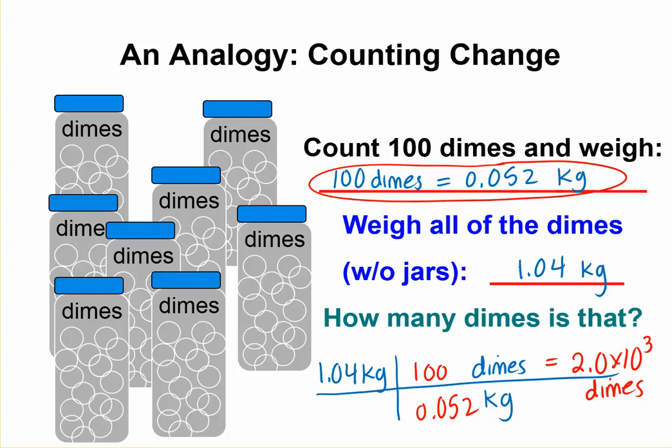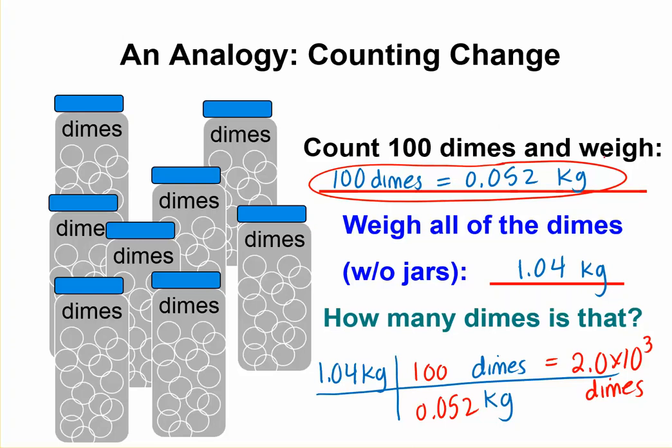No, as long as we make an assumption. Our assumption is that the dimes are well mixed, that we don't have like one jar of really old dimes that have a different mass than another jar of newer dimes. We're assuming that they're well mixed and that the 100 dimes that we counted out was a representative sample of the dimes. Okay, so that's important.